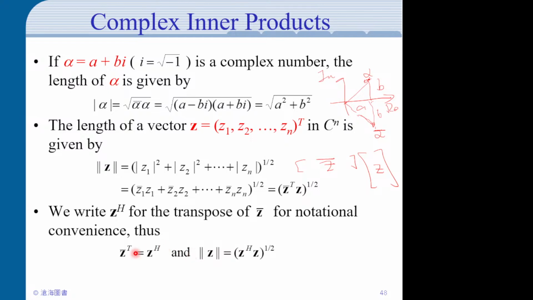If we write this bar and transpose together as h, then we can say z bar transpose equals z^H. Then the norm of your vector is actually the square root of z^H times z. So instead of doing just transpose, you need to do transpose and the complex conjugate to calculate your norm. And if your norm looks like this, then your inner product should also look like this.